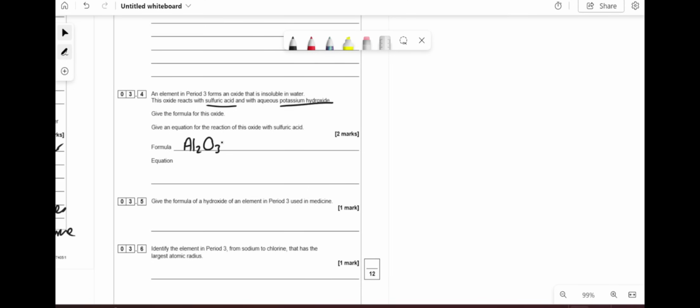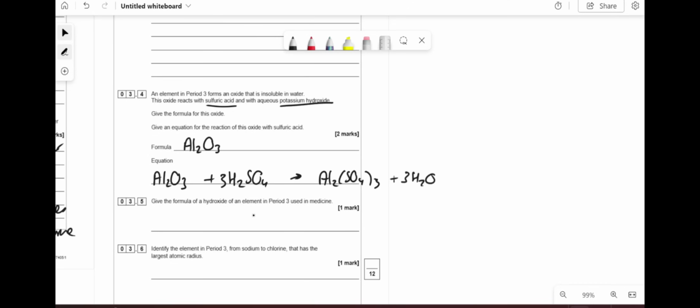Now it says, write an equation for this reaction with sulfuric acid. So it's Al2O3 plus sulfuric acid goes to, and then you're obviously making a salt plus water. So Al2(SO4)3, because that's got a charge of 3 plus, and that's got a charge of 2 minus, plus 3H2O, and then we need to balance that.